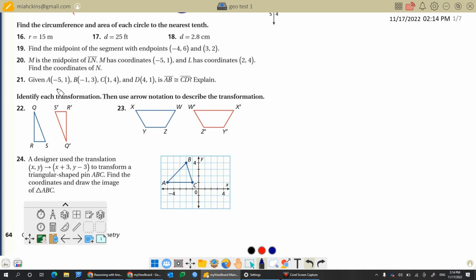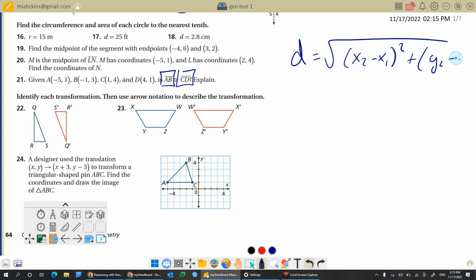And then what we want to know is, is AB congruent to CD? Congruent means, here, these are the line segments, so are they going to have the same lengths? So AB, what is the length of AB? Well, the length of AB means we're going to need to know our distance formula. So our distance formula, D is equal to the square root of x2 minus x1 squared plus y2 minus y1 squared. So we just run that through here.